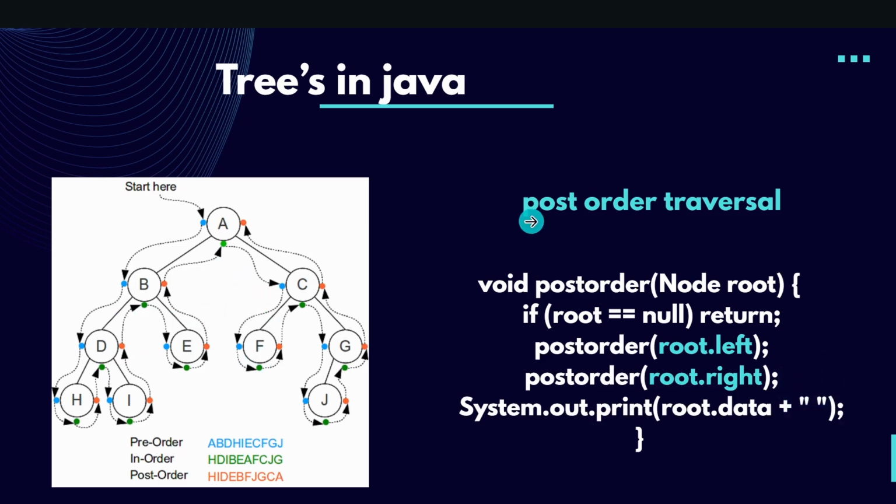The last and final traversal is post-order. Post-order is wherever you see the orange dots. Pre-order means the left side of the node, in-order means underneath the node, and post-order means the right side of the node, the orange node. You can follow the arrows as I do. First H, then I, then D, E, B. Then F, J, G, C. Finally we print A.